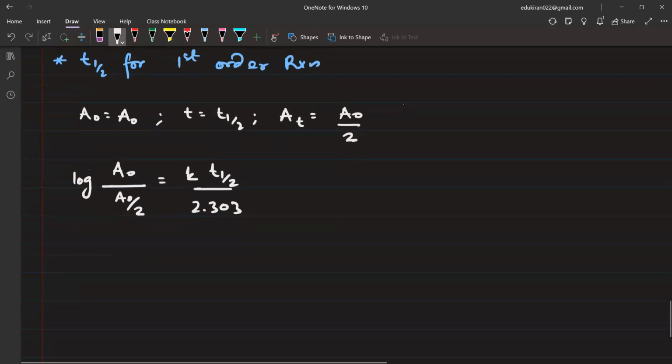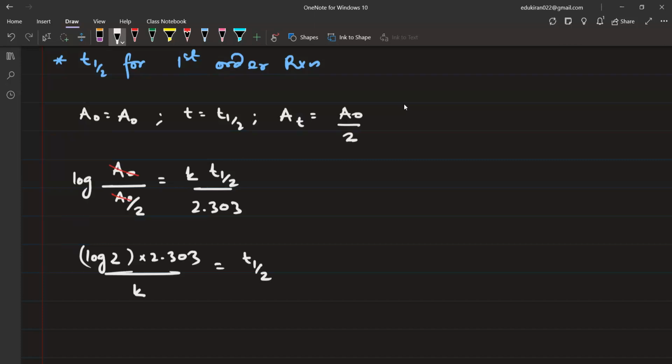Now, please see, we can now solve them. A naught and A naught will cancel. 2 is the denominator of the denominator, it will go above, it will become log 2. 2.303 will come, so it will be multiplied by 2.303. Divided by K will come here. This is the T half. If you multiply log 2 and 2.303, you will get the value 0.693. So I can write T half is equal to 0.693 divided by K.